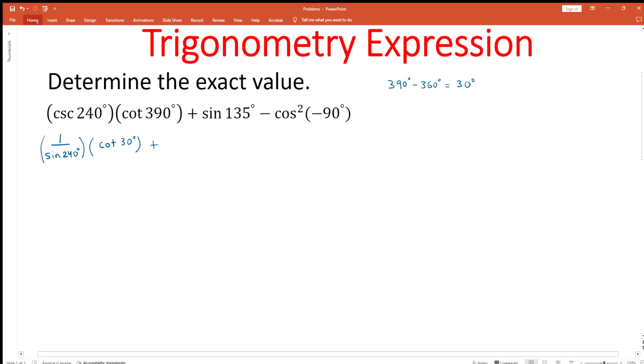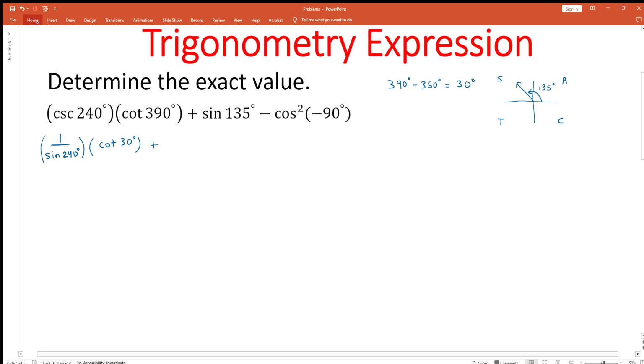Next, we have to simplify sine of 135 degrees. Angle 135 degrees lies in quadrant 2. As per the CAST rule or the ASTC rule, sine is positive in quadrant 2.